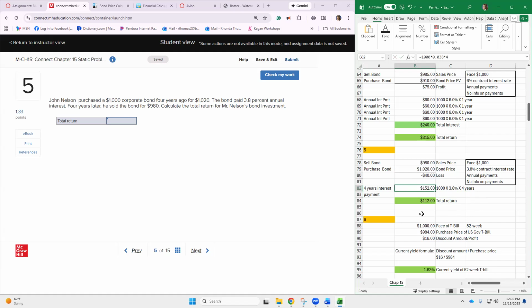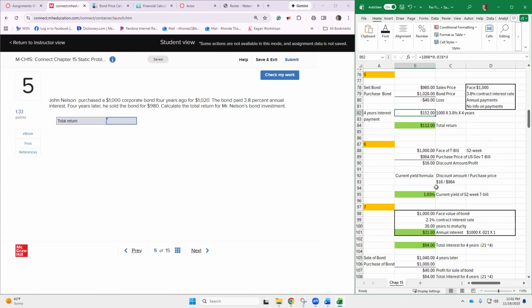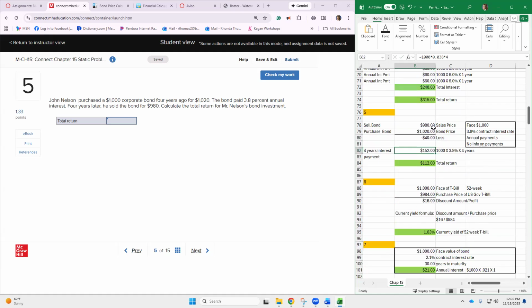Those interest payments offset the loss that he ended up having on buying the bond and selling it, right? He bought the bond for $1,020. He sold it for $980 4 years later. So he ended up having a loss on the sale of the bond. However, holding on to that bond for 4 years, he ended up having $152 worth of interest income.